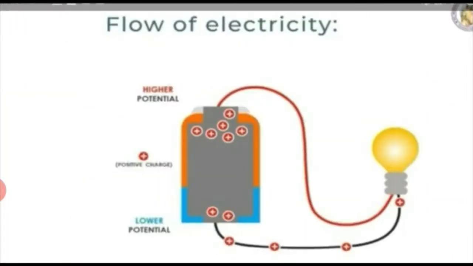Next, we'll see the flow of electricity. You can see this picture. There is a positive and a negative charge. So, where is the higher potential? That is the positive terminal. So, the electrons move from higher potential to the lower potential.